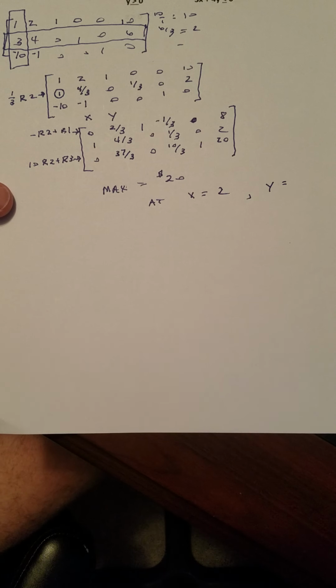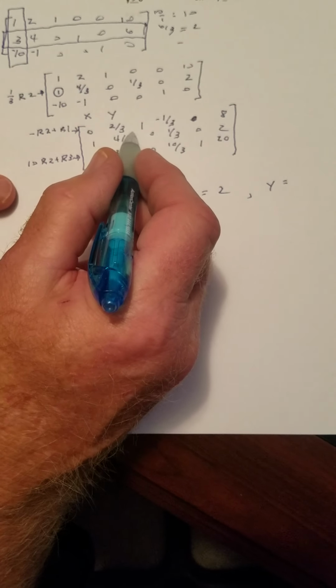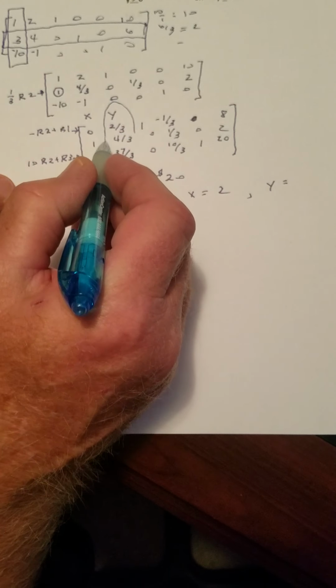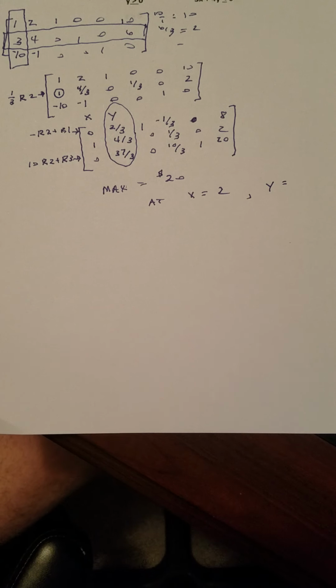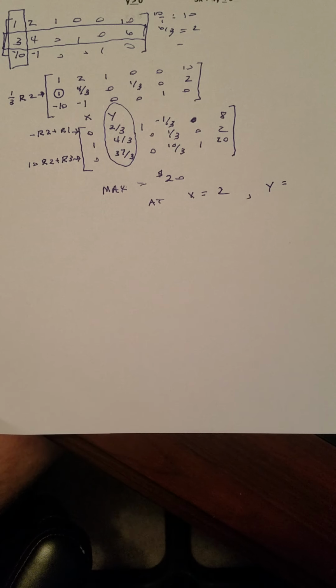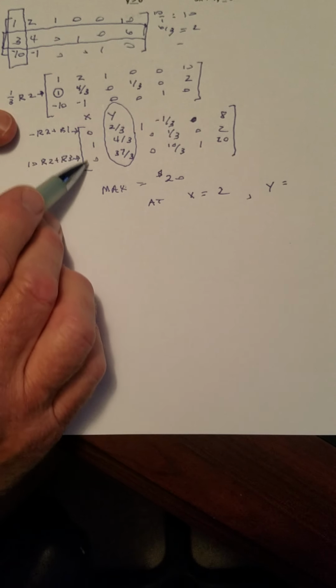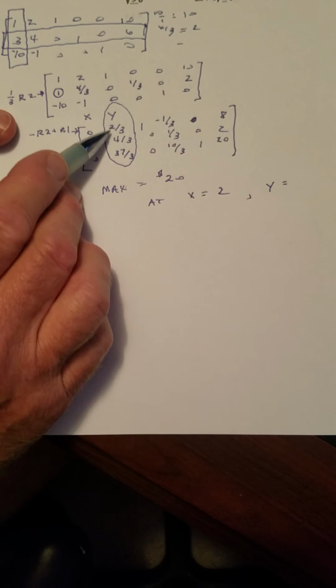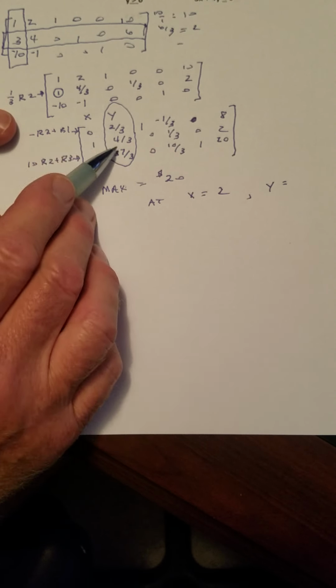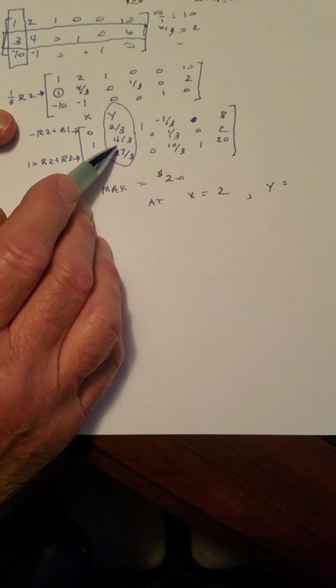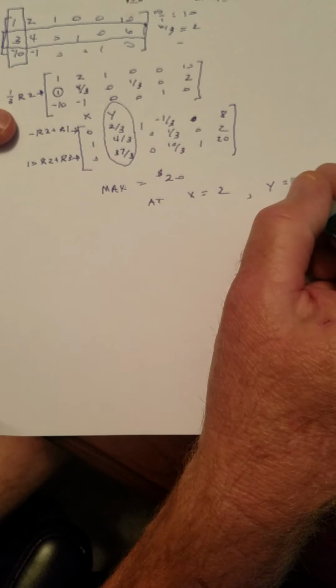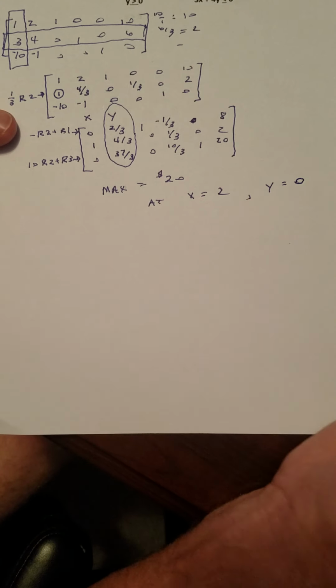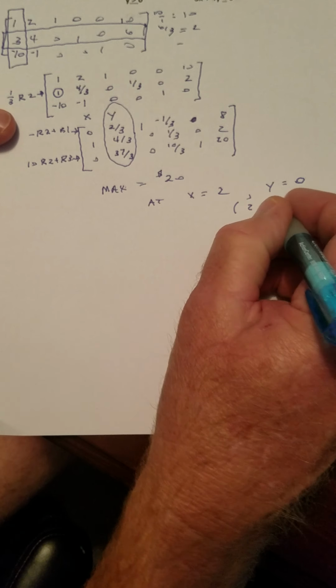Okay, what about Y? Well, when you look at the Y column, I'm going to circle it. Remember how we talked about a unit column? A unit column has exactly one 1 and the rest of them zeros. The X column was okay. This is not a unit column. Anytime you do not have a unit column, then that variable is automatically 0. So Y is 0. You could write that as 2 comma 0 if you wanted to.